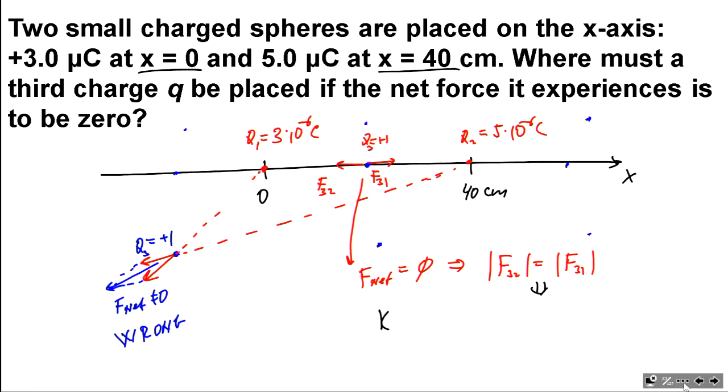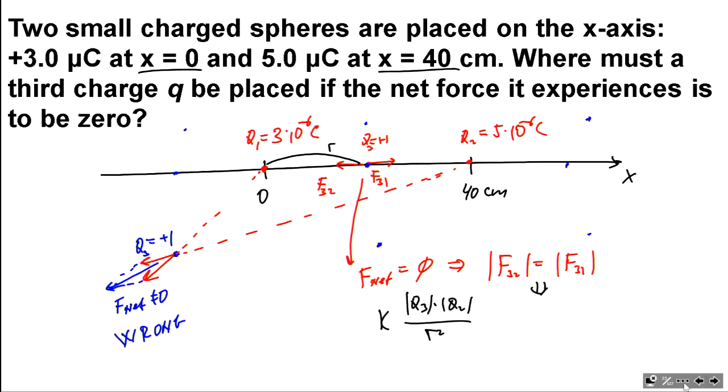K, Q3, Q2 over. Well, we have to introduce the unknown. This is the distance we are looking for. Let's call it, I don't know, R, just an R.